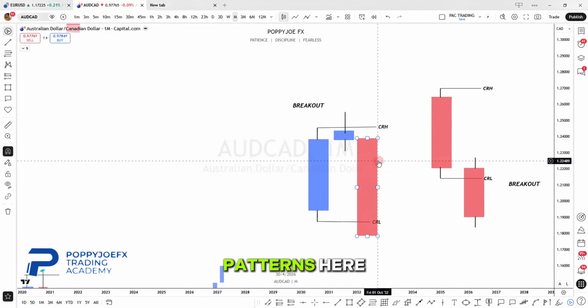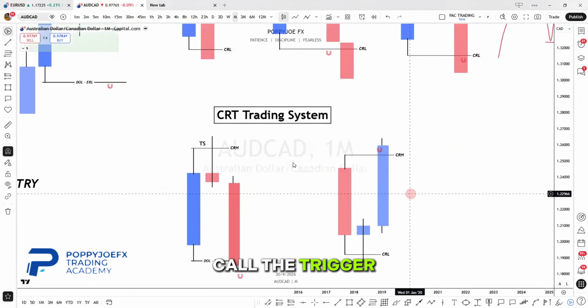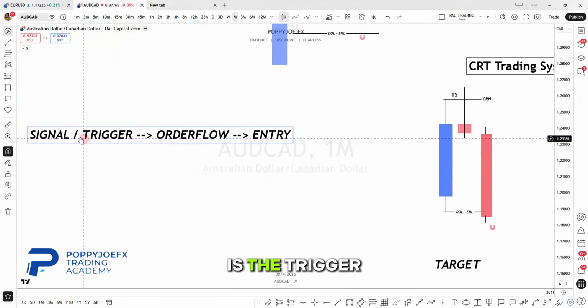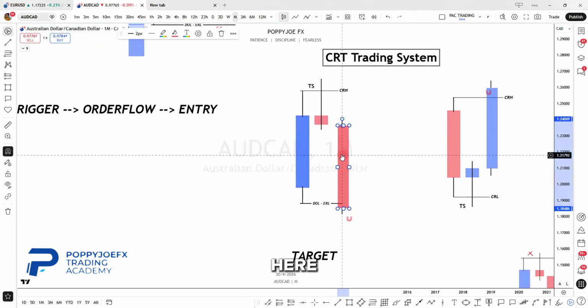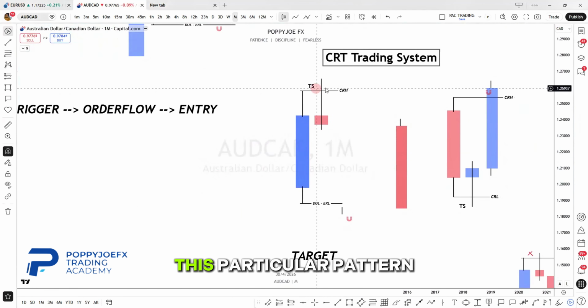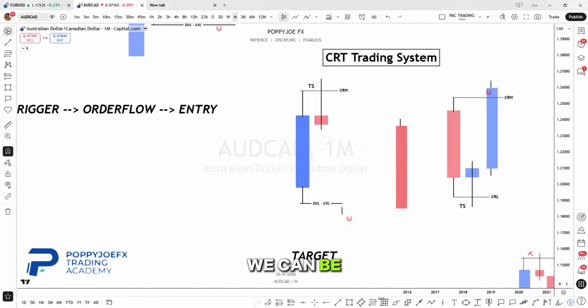So when you see these two patterns here, that's what we call the trigger. The first thing we call it is the trigger or signal. And that trigger or signal is these two candlesticks here. Just these two candles. Once you spot this particular pattern in the market, we can be sure that the market is likely going to trade and go down.